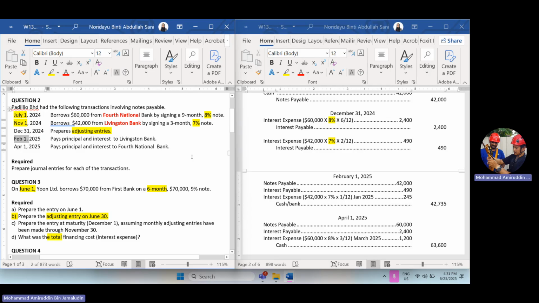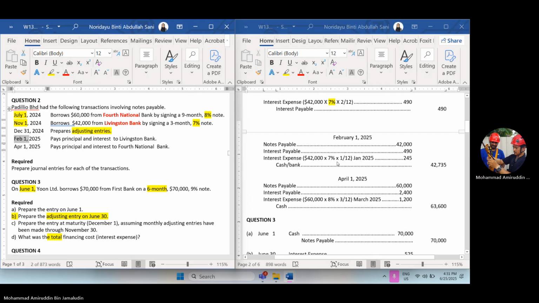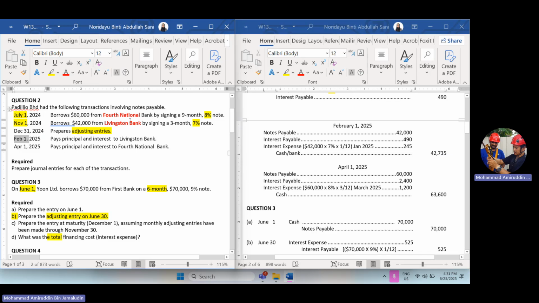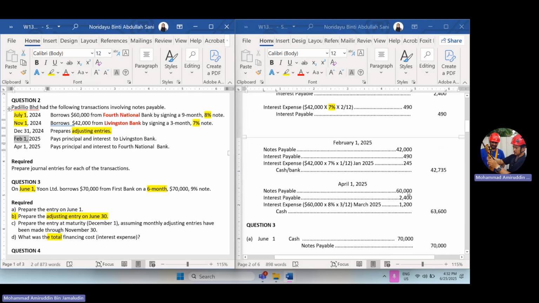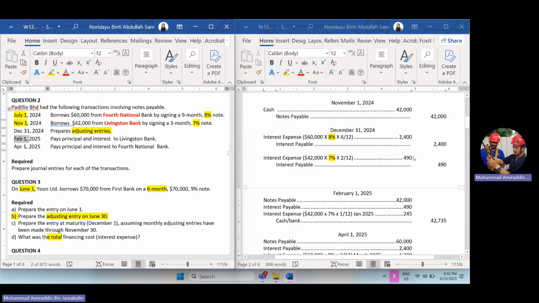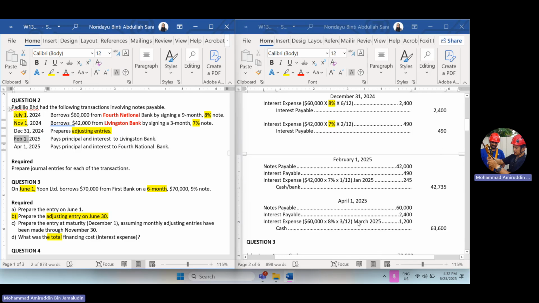Okay, done with that. 1st April, we need to pay to Fourth National Bank. How much do we owe? 60,000. So go back to the original transaction. We have this one, credit notes payable. So we debit. Then how much is the interest just now? Up to 31st December, we already computed this much. So now I have another.